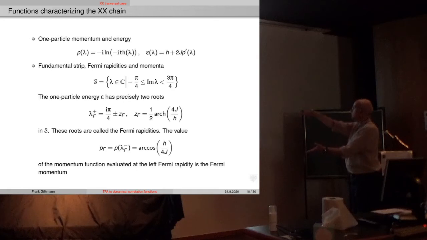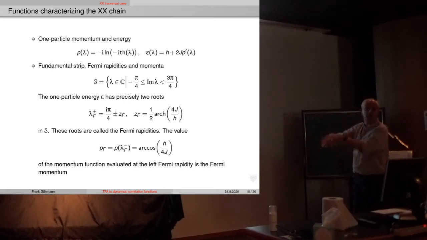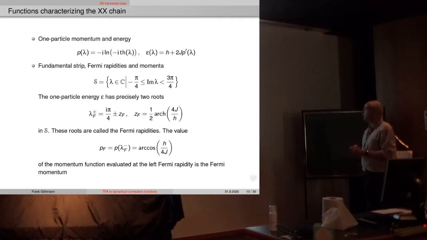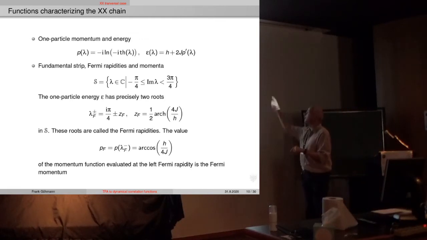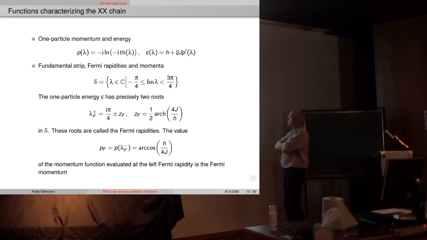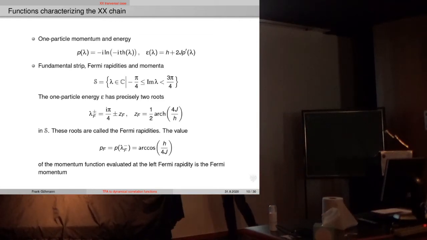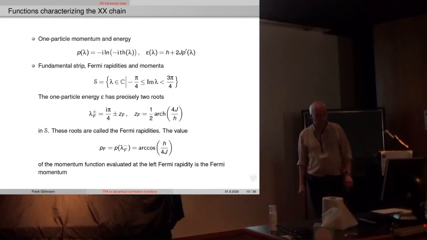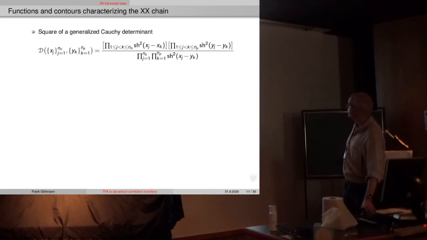Then there's the fundamental strip. Everything is in these rapidity variables. We're living on a cylinder. Everything is pi periodic. And then this is a critical model, so when you have a magnetic field, it is characterized by the existence of Fermi points. Fermi points are the zeros, or the roots, of the energy. And in this fundamental strip, the function epsilon has precisely 2 zeros, which are the Fermi rapidities, lambda_F plus and minus, and the momentum evaluated at the Fermi rapidities is the Fermi momentum. So this is for the dispersion.